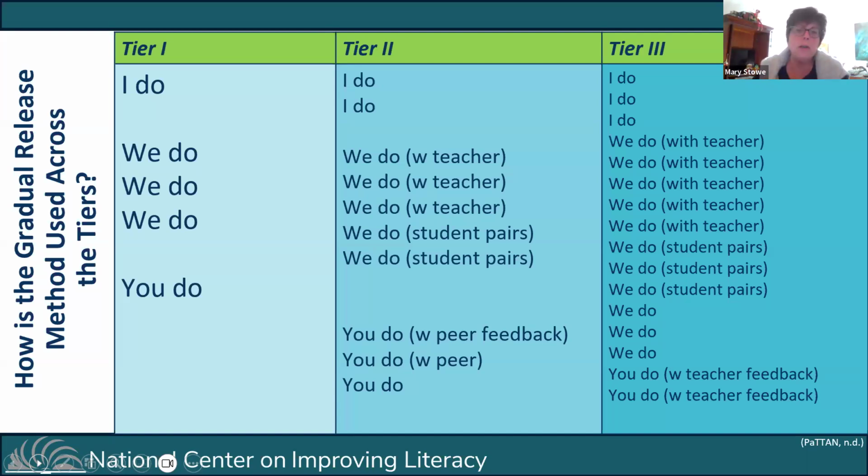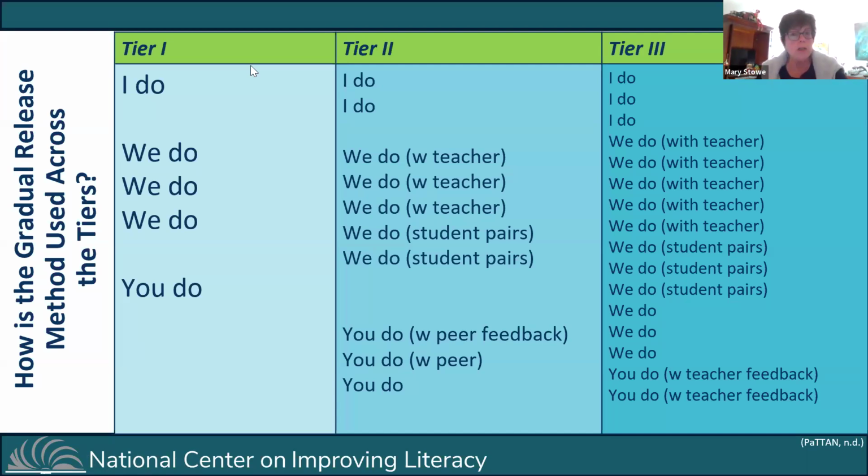And then even with the you do piece, the student, we might break that work down into its component parts or smaller steps and provide feedback all along the way. I know here it says peer feedback. We might also consider teacher feedback as well, even at tier two. And then think about tier three. We've increased the modeling here to 3 times. We may need to increase it even further.